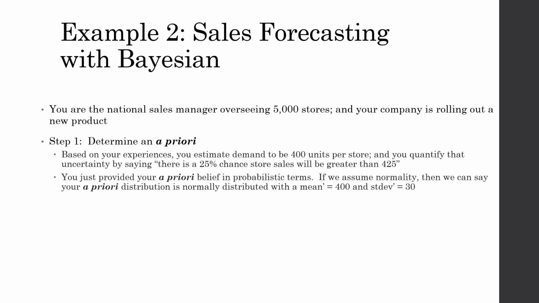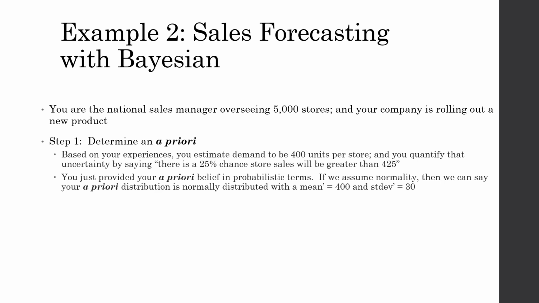Let's say you're a national sales manager and you oversee 5,000 stores and your company's going to roll out a new product. So the first thing you're going to do as part of this Bayesian process is determine your a priori. Now, you're a sales manager at the national level. You've got a lot of experience based off objective information, subjective information. And you're going to take your experiences and evaluate that new product and compare it in your mind to similar products that have launched in the past. And you're going to say, best guess, I bet I can sell 400 units of these per store.